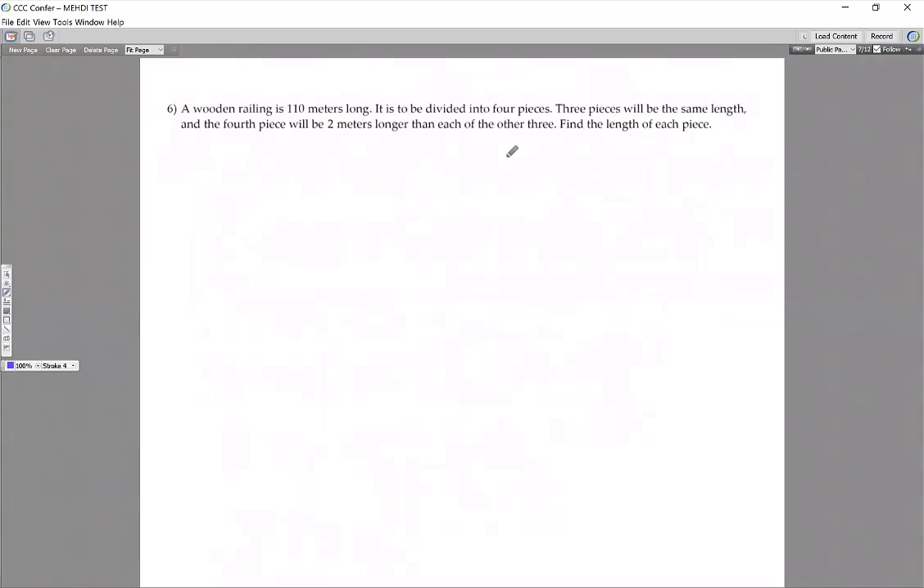Now, number 6 is a little different. We're setting up our own equation. So we're told that a wooden railing is 110 meters long. It is to be divided into 4 pieces. 3 pieces will be the same length, and the 4th piece will be 2 meters longer than each of the other 3. Find the length of each piece. So for this problem, it is very helpful for you to draw a diagram. So I'm going to go ahead and draw a diagram, okay?